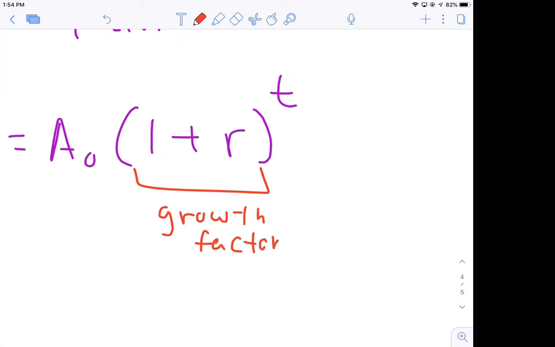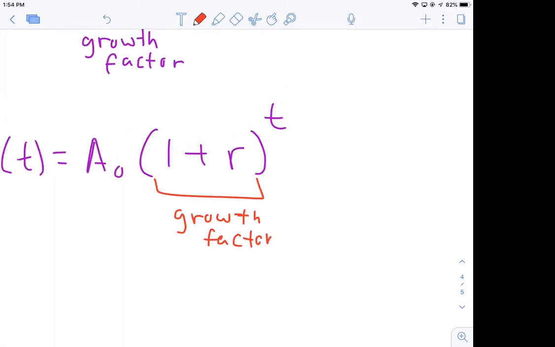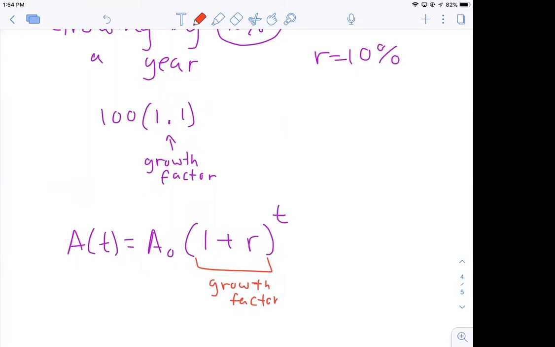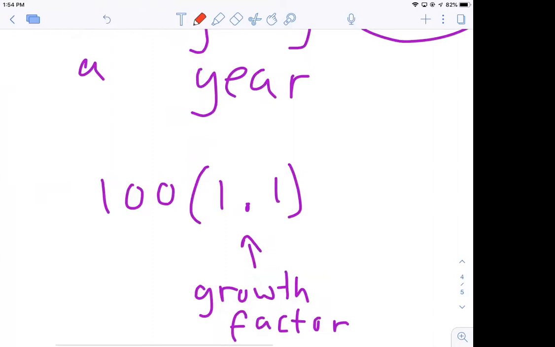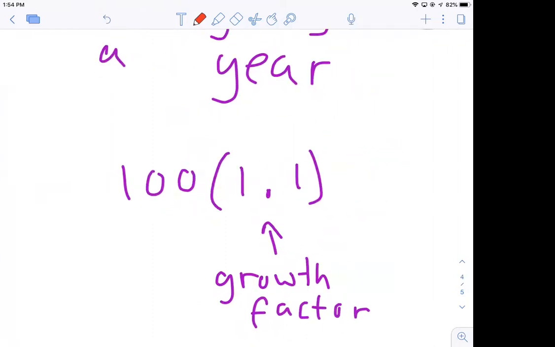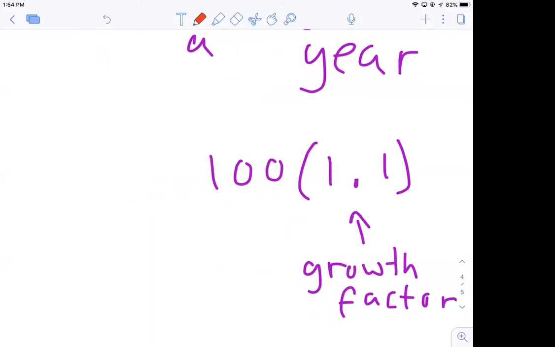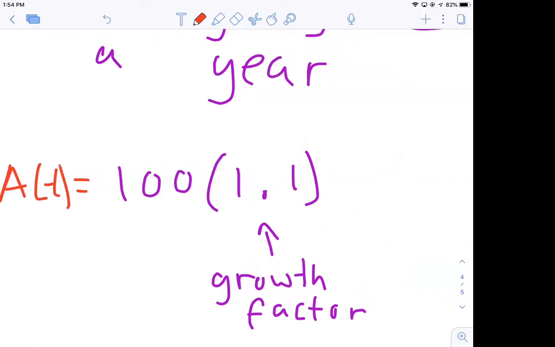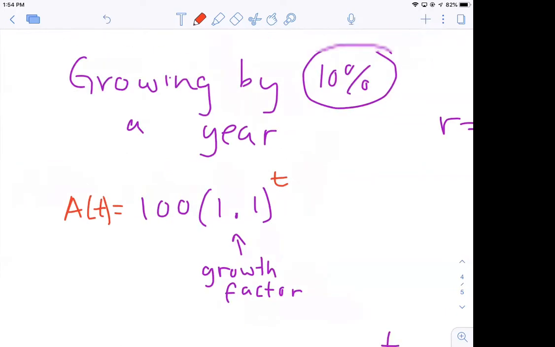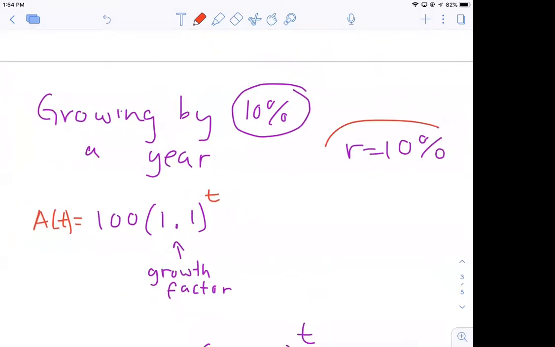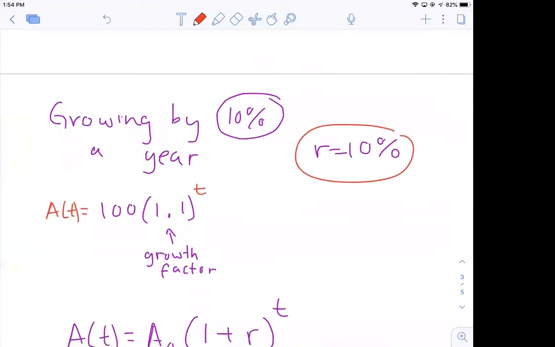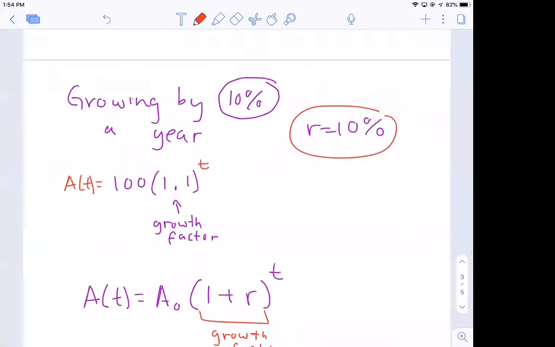So it's really just vocab. That's the difference between the two. Did that make a little more sense? After 2 years, you're going to multiply by 1.1 2 times. After 3 years, it's 1.1 3 times. So in general, the formula after any number of years is A of t equals the initial amount times your growth factor to the t power. But the rate is just the percentage, and the growth factor is 1 plus that percentage. That's what we use to multiply in the equations.